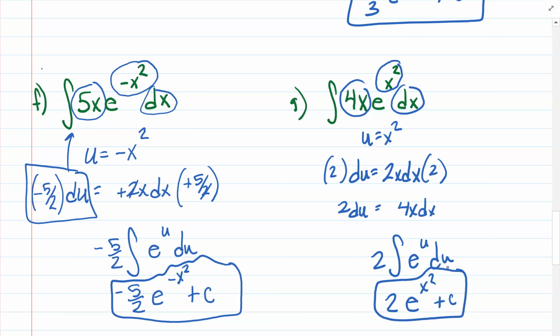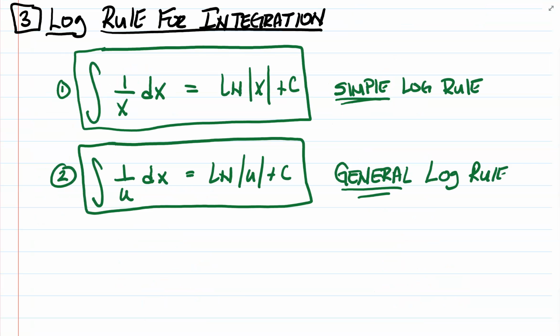Okay, hopefully this is starting to make some sense to you guys right here. Okay, last box is all about how you do a log rule for integration. And there's two rules. There's the simple one and then the general one. So if we have an integral of 1 over x dx, it's now equal to the natural log absolute value of x plus c. This is really important.